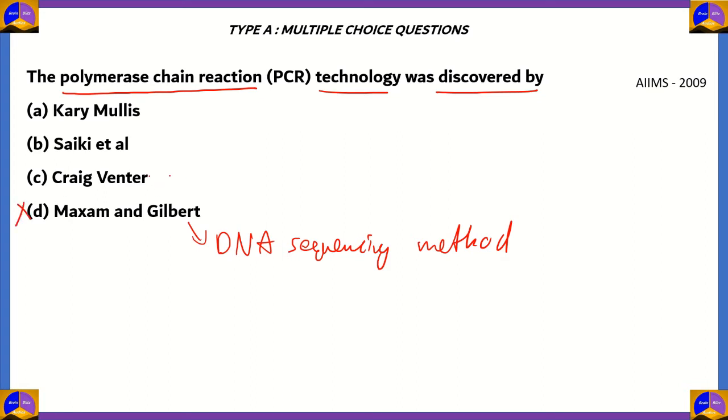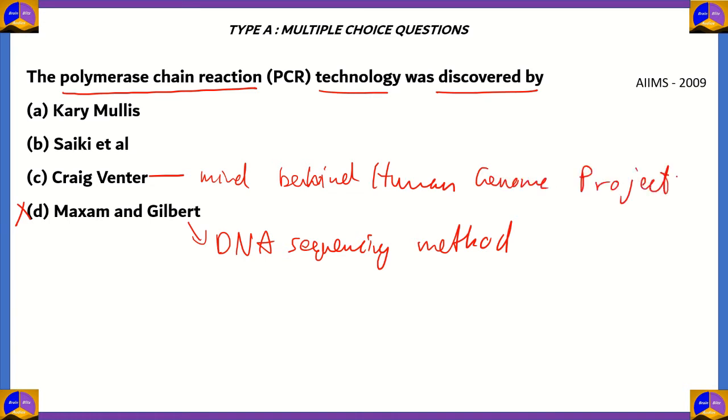If you look at option C, Craig Venter is the person who was behind the Human Genome Project. So he was the master brain behind the Human Genome Project. So his name is associated with the Human Genome Project, but not necessarily polymerase chain reaction. So option C is incorrect.